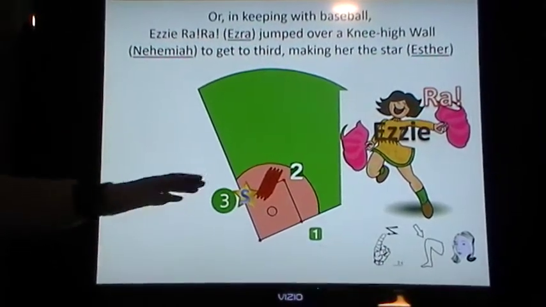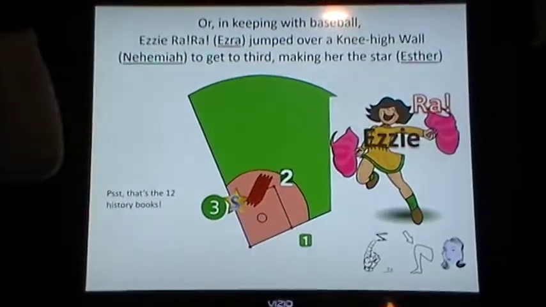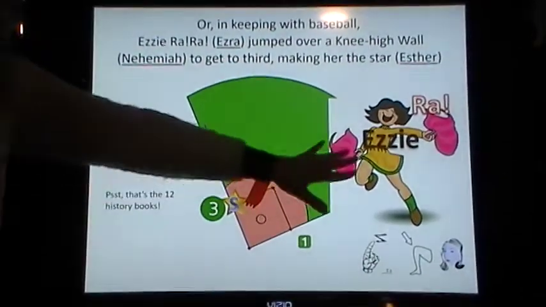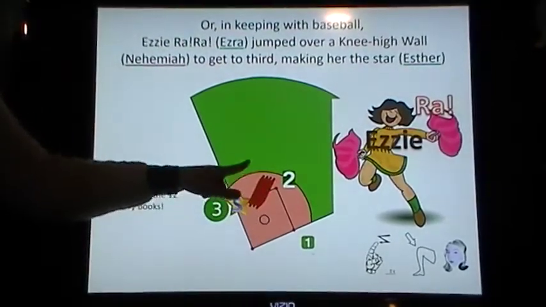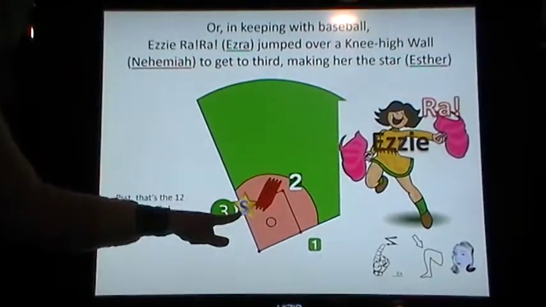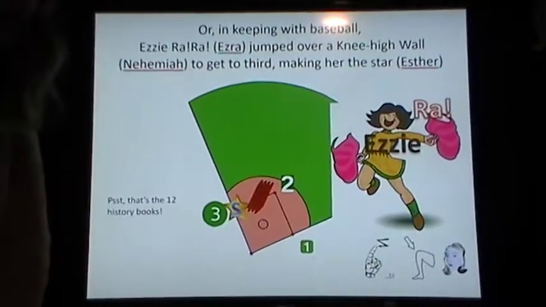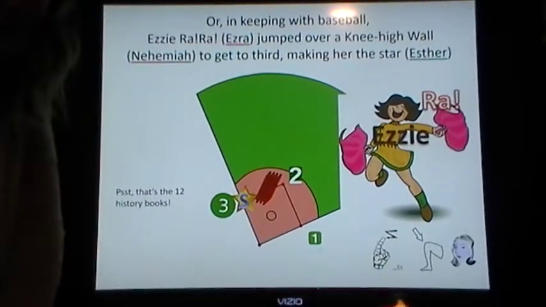Okay. So over here we've got Ezzy. She's on second base. I know she's a cheerleader here. But Ezzy's on second base. She's going to have to jump over this wall to get to third base. But if she makes it, she's going to be a star.